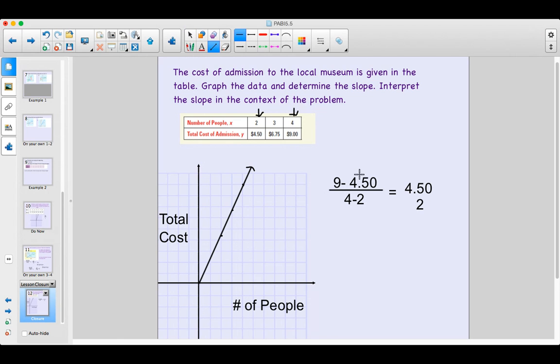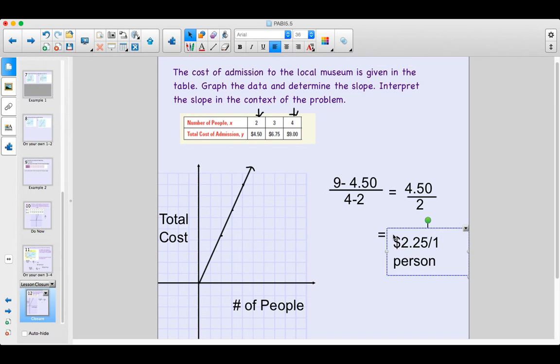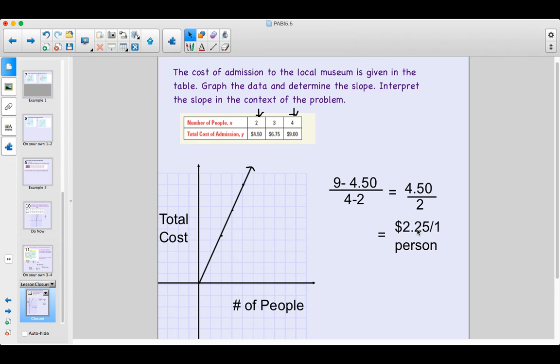Okay. Now remember, the last thing we want to do is simplify this. So we're going to want to divide 4.50 by 2, and that will give me my cost per one person. So that's going to leave me with $2.25 per one person. Okay. So each time you go over 1, you're going up 2.25.